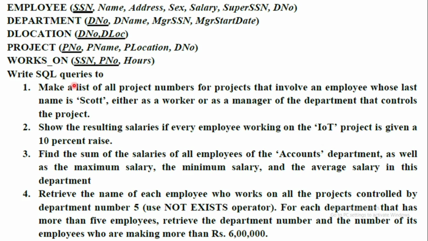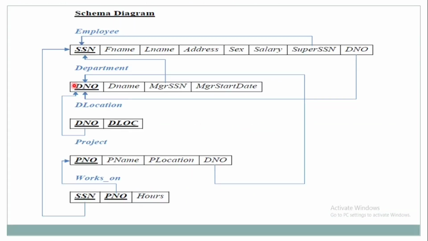So let us first create the employee table. This is a relation schema. As you can see here, super SSN is a foreign key that refers the primary key, and here department number is a foreign key that refers to the D number of department table. And in the department table we have got manager SSN, so it's a foreign key that refers the SSN from an employee table.